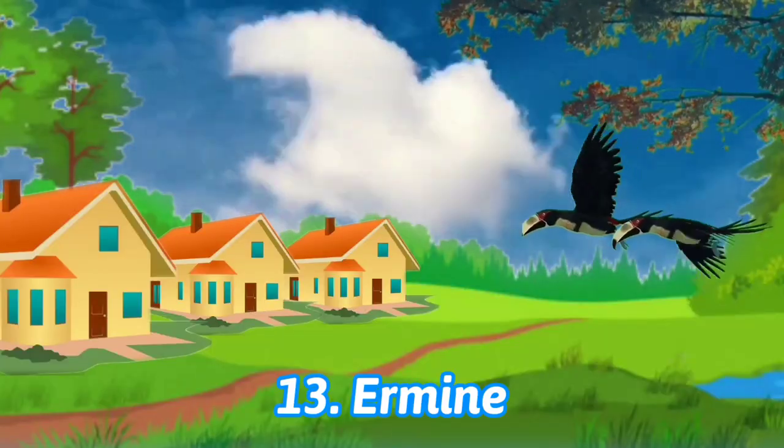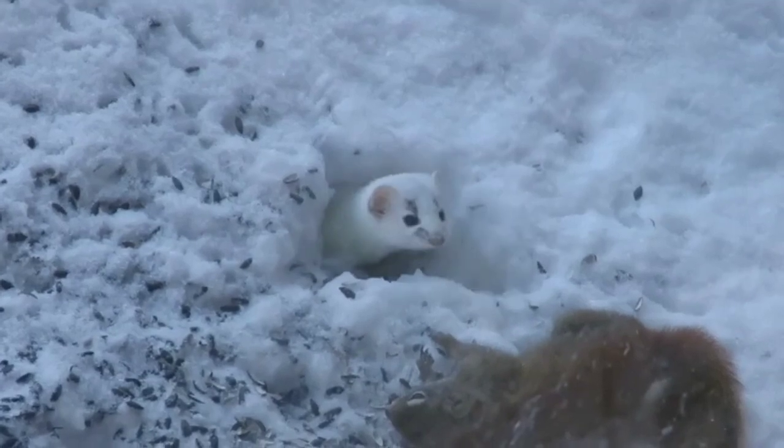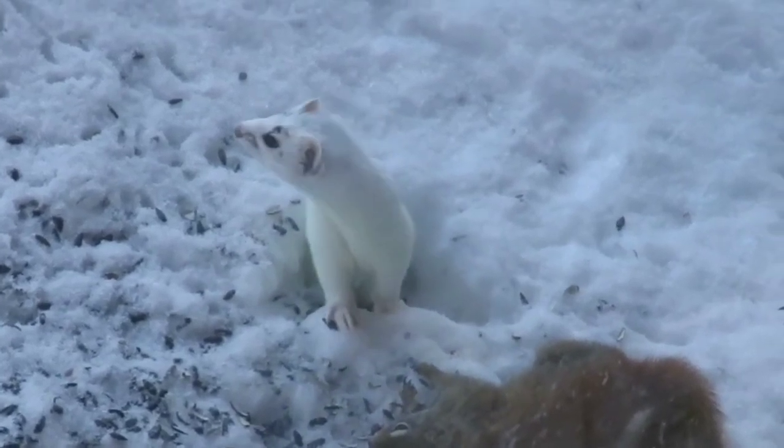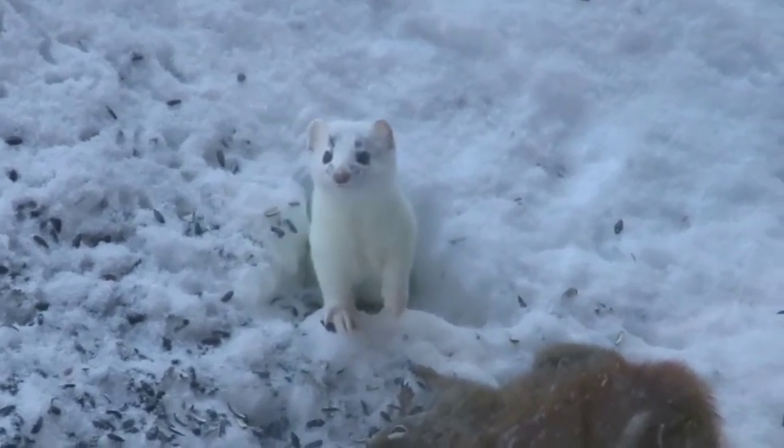13. Ermine. Mustela erminea is a small mammal from the Mustelidae family. This animal is also known as short-tailed weasel and ermine.